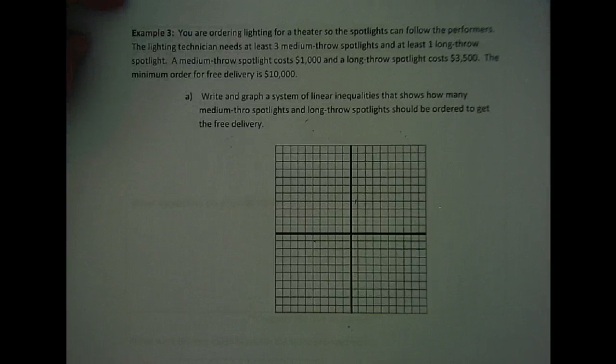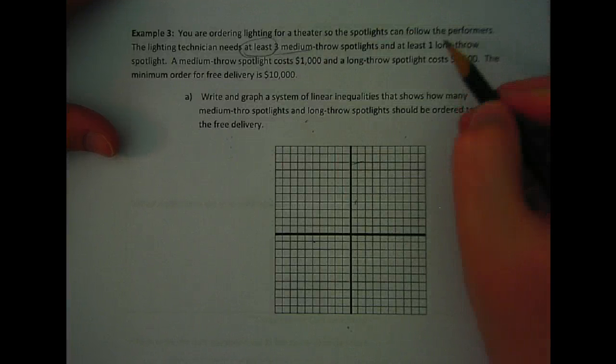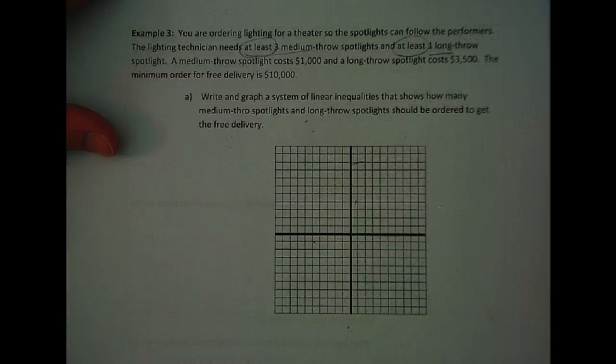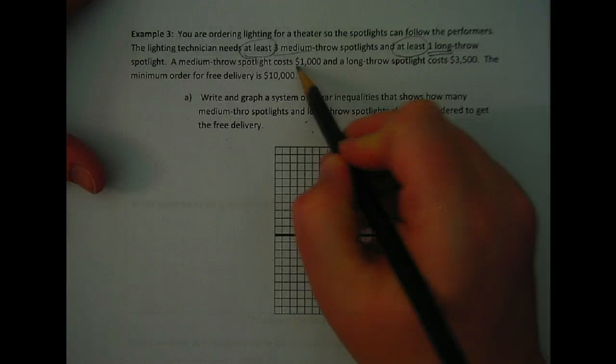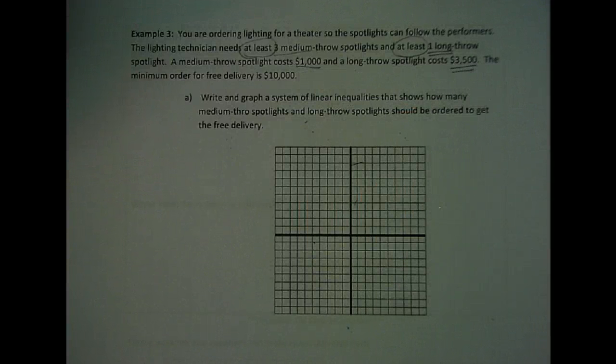So you're ordering lighting for a theater so that the spotlights can follow the performers. The lighting technician needs at least, there's your inequality term, at least 3 medium spotlights and at least 1 long throw spotlight. A medium throw spotlight costs $1,000 and a long throw spotlight costs $3,500. The minimum order for free delivery is $10,000.